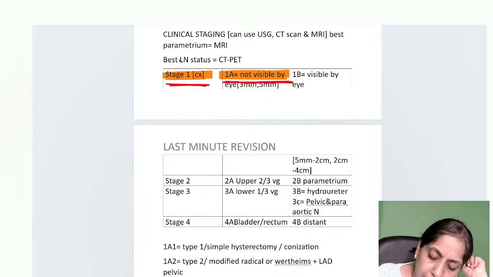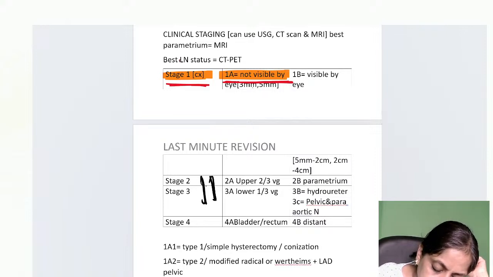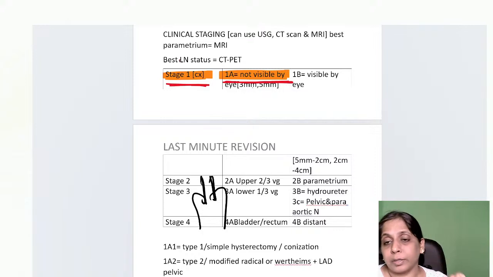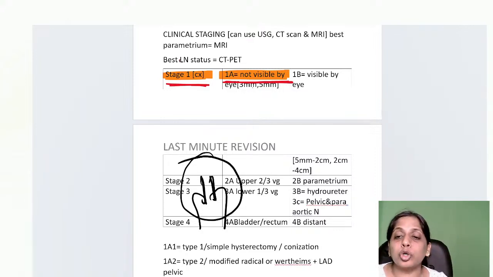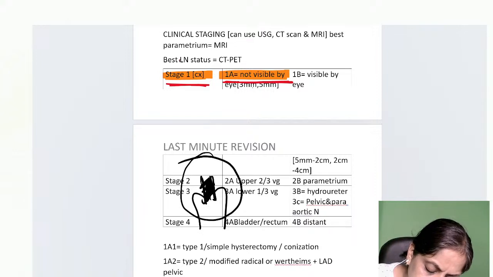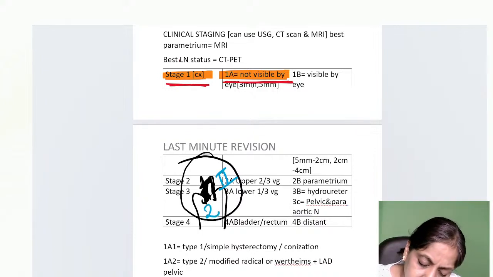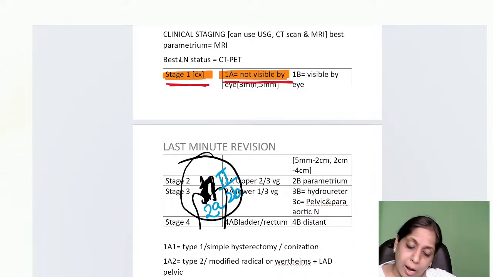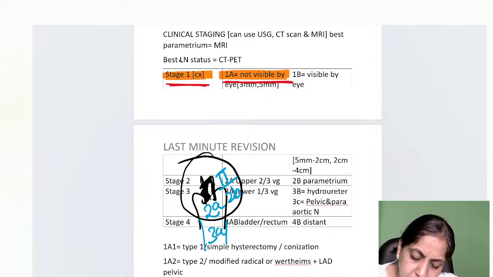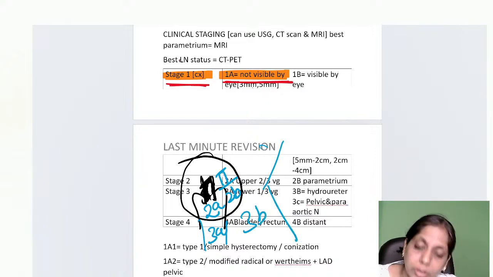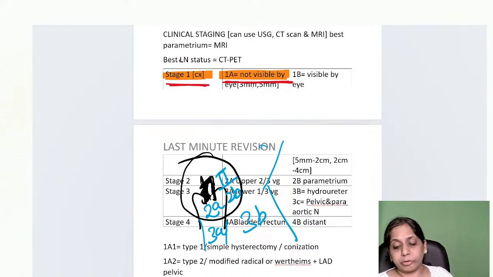I always tell you, if you want to remember the staging of CA cervix, draw a vagina like this and a cervix like this. Make a circle. If the cervix is involved, it is stage 1. What is inside the circle is stage 2. So upper vagina is 2A and parametrium is 2B. And what is outside, this vagina is 3A, and up to the pelvic wall is 3B. Okay, up to the pelvic wall is 3B.